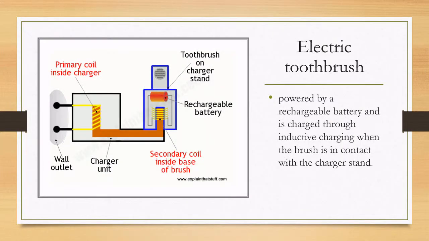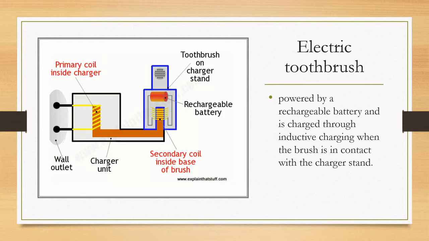Next, we would like to discuss the examples that use the idea of wireless power transfer. One of the examples is the electric toothbrush. It is powered by a rechargeable battery and is charged through inductive charging when the brush is in contact with the charger stand. So, how does it actually work?